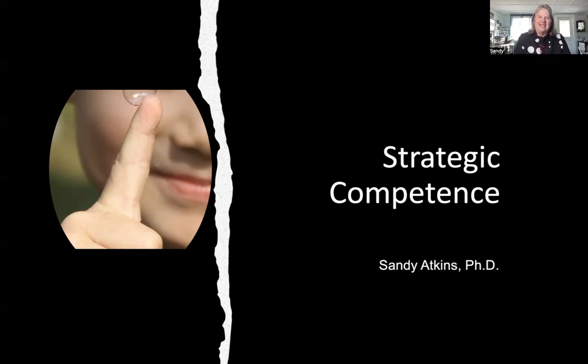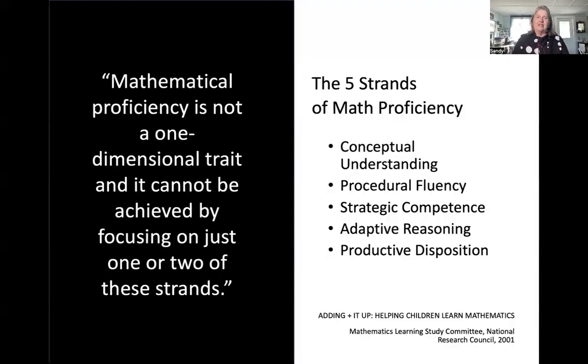I'm Dr. Sandy Atkins, Sandy, and in this video, we're going to be looking at one of the 5 strands of math proficiency. That's strategic competence. Now, in previous videos, we've looked at the 5 strands. I'll leave a link in the description below for the video that just looks at an overview summary of all 5 strands, and then the other ones that we've done on each individual strand.